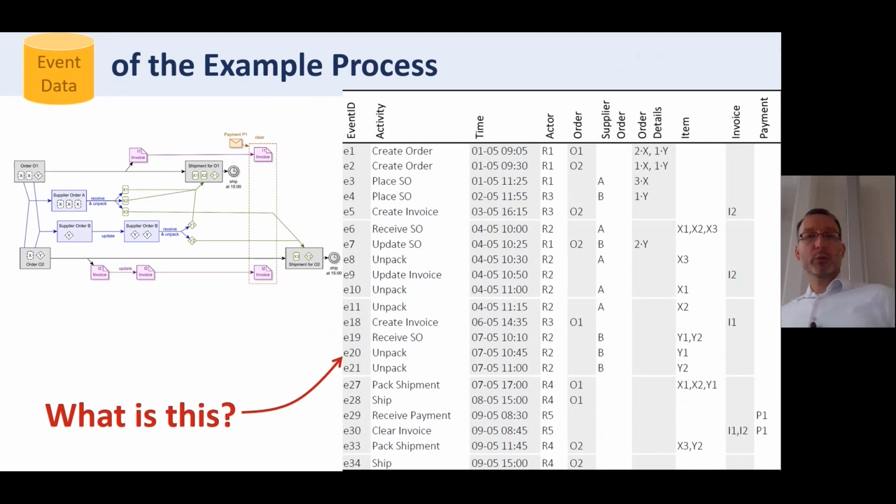What is this? I mean, sure, I have event records, right? You know this. It looks like an event log: an event identifier, timestamp, activity, lots of attributes. It's not a classical event log because, as I said, there's no case identifier here. So what do we call this at the moment in the community? It's an object-centric event log.